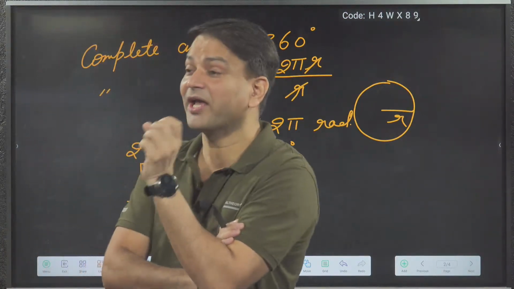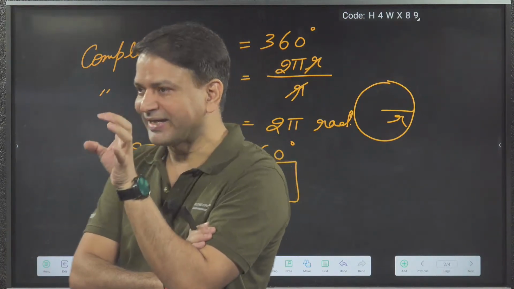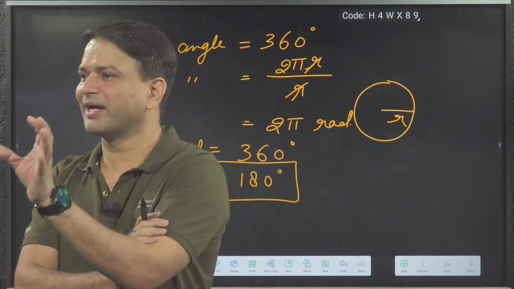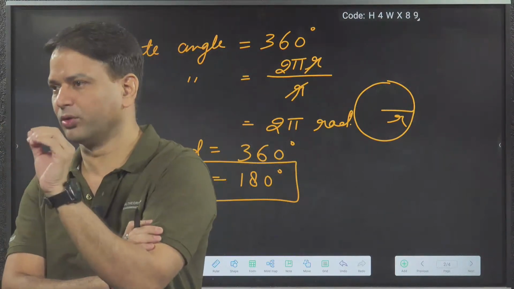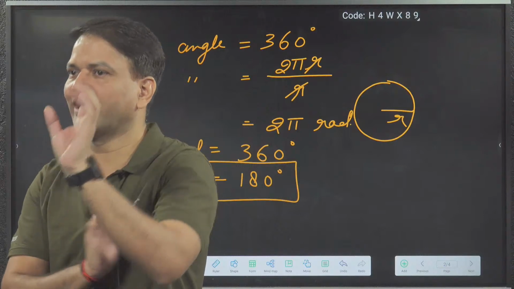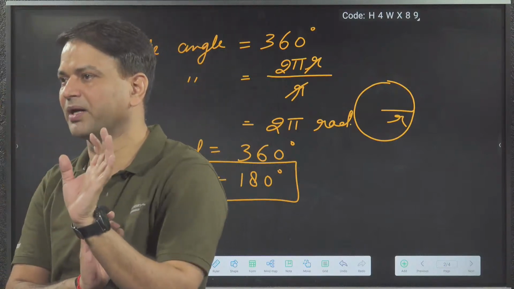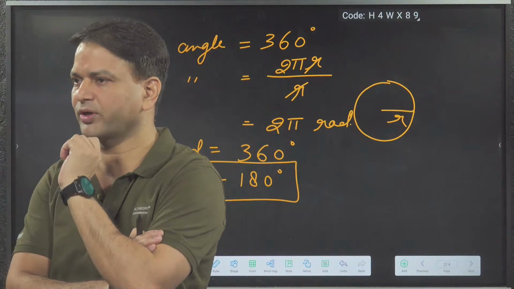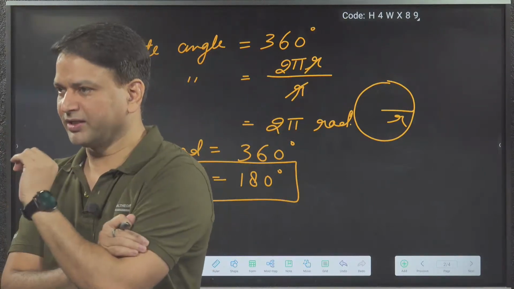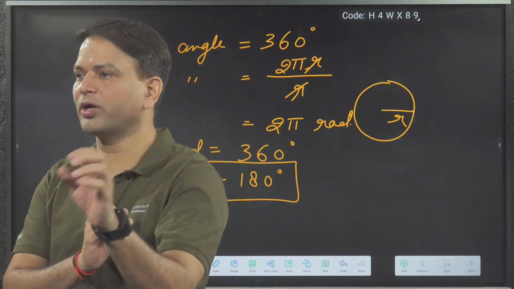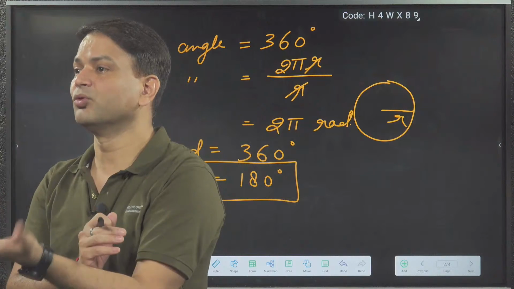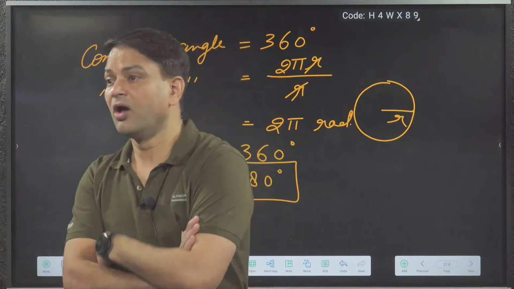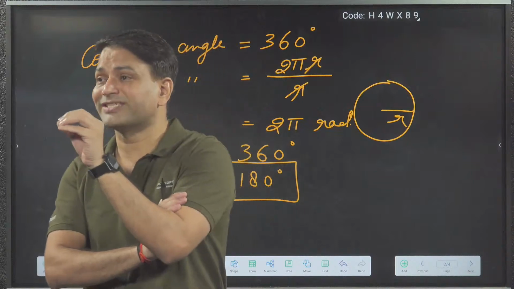Now listen, pi and 180. The pi value is 22 by 7, like 3.14. Whenever we are using the number pi, we write it as 3.14 or 22 by 7. And 180 is 180. Now 3.14 and 180, which number is more? 180, right? So who is saying they are equal?